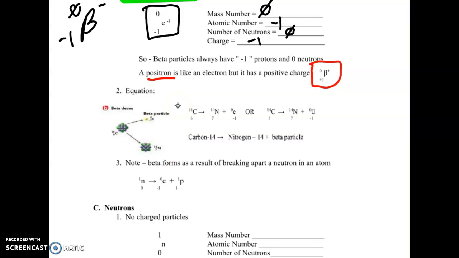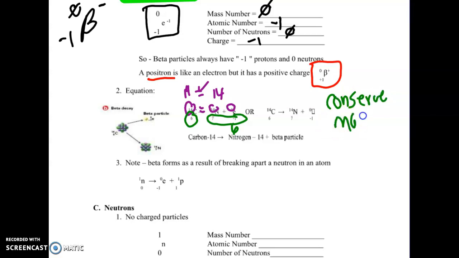Let's do a kind of a check on this. Let's look at the mass, pretend the arrow is like an equal sign. We're starting with a mass of 14, and we're ending with a mass of 14. So 14 equals 14. That means I've conserved mass. Let's zoom in on the charge. On the left of the equation, I have a charge of 6, and on the right of the equation, I've got a charge of 7 and minus 1, which is 6. So in these equations, you will be conserving mass, you will be conserving charge.